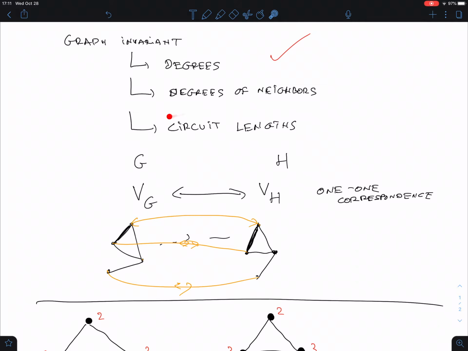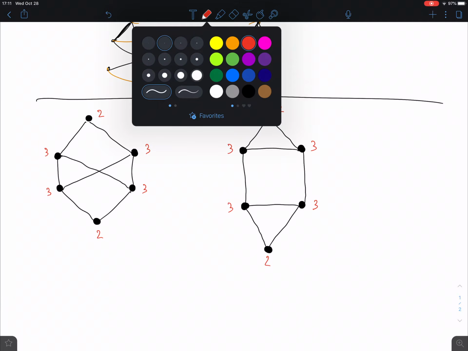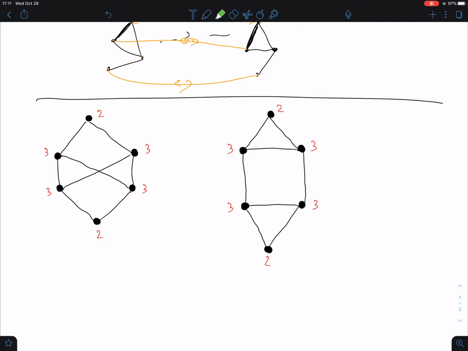but let me now show you that you can also do this with circuits. Look at a circuit that I have on the left hand side. Let's do it in green. I can go this, that, and that. Okay, that's a circuit of length 4. Now, do you see a circuit of length 4 in this one? Yes, there's a circuit of length 4. So, what does this now mean?